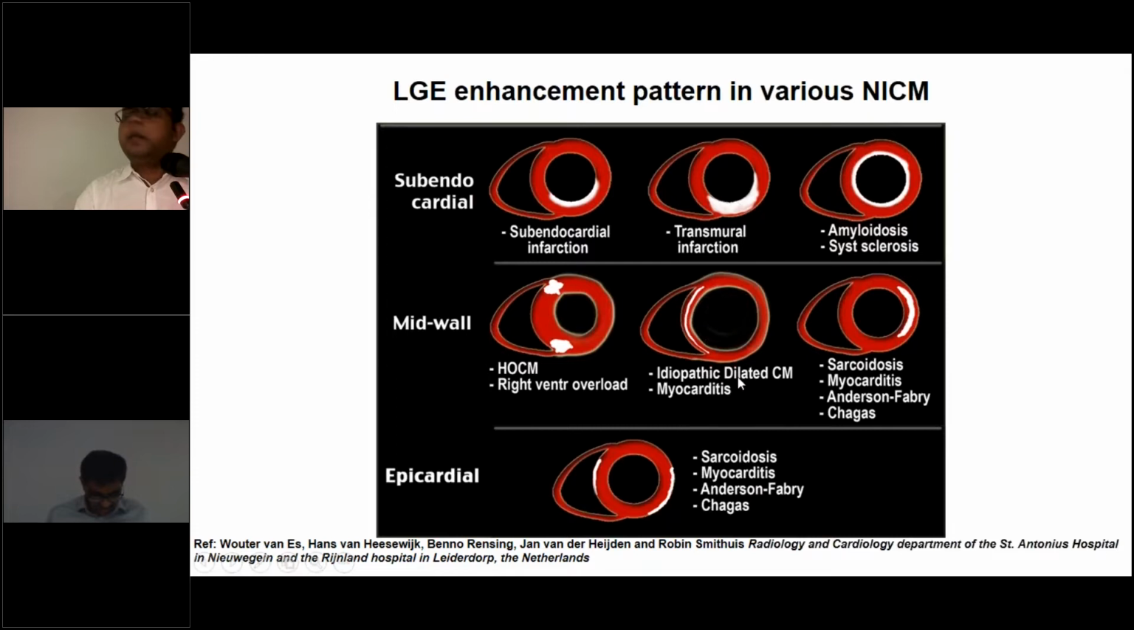The idiopathic dilated cardiomyopathy characteristically shows a thin line of enhancement in the interventricular septum, but this can also be seen in cases of myocarditis. So you can see there is quite a bit of overlap between the different conditions, ranging from amyloidosis to the ischemic. So all this information needs to be read in a clinical context.